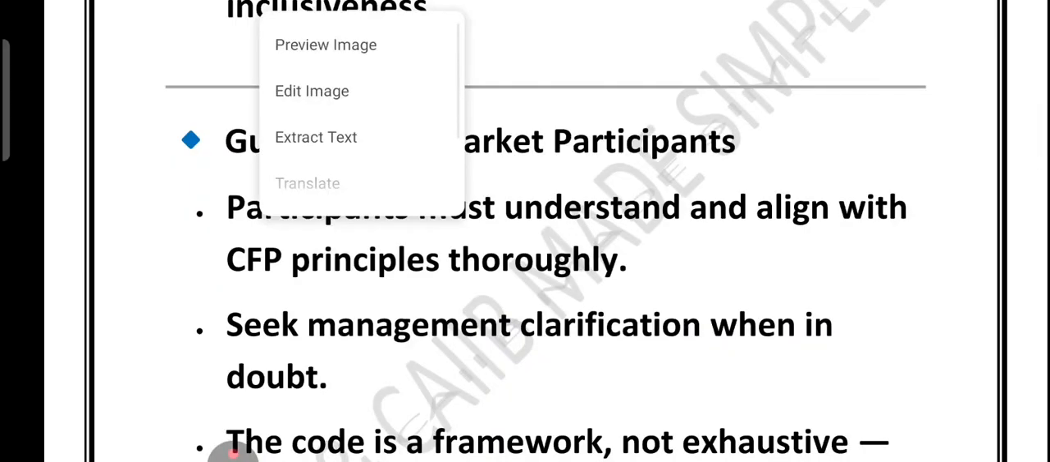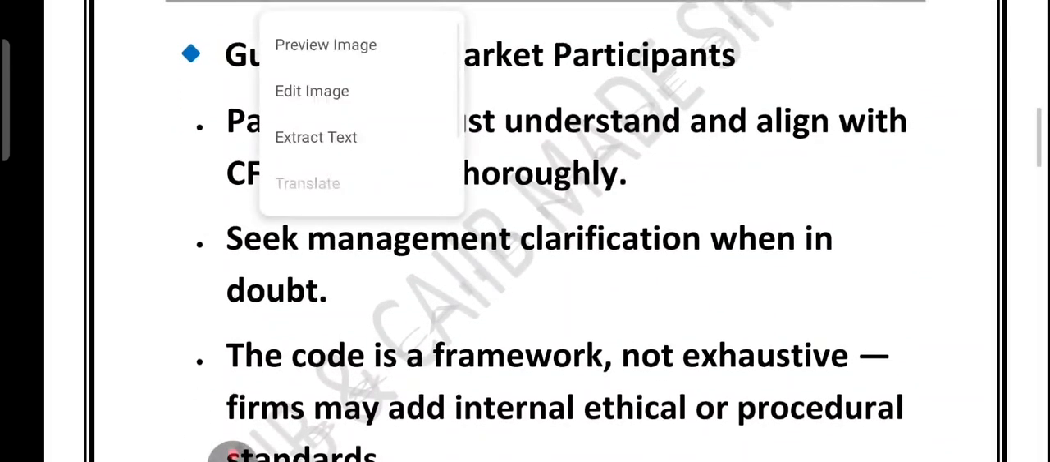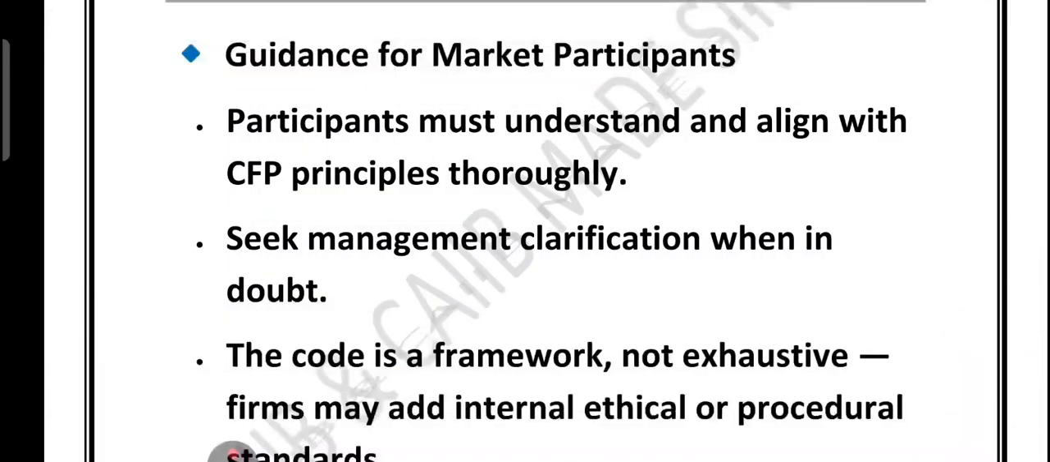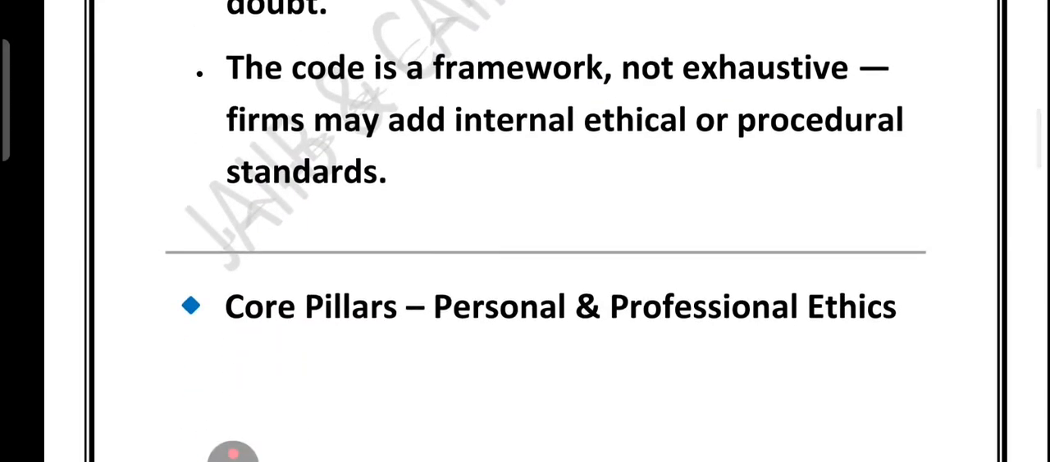Let's talk about the guidance for the market participants. Please understand that everyone who is involved in the market must understand and align themselves with the principles of this code. If there is ever any confusion, they should seek clarification from higher management rather than making assumptions. It is important to note that this code acts like a framework, not a detailed rule book. That means institutions are free to add their own internal ethical or procedural standards to strengthen good practice further.